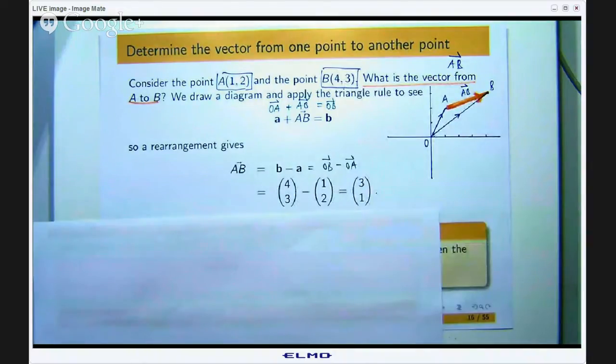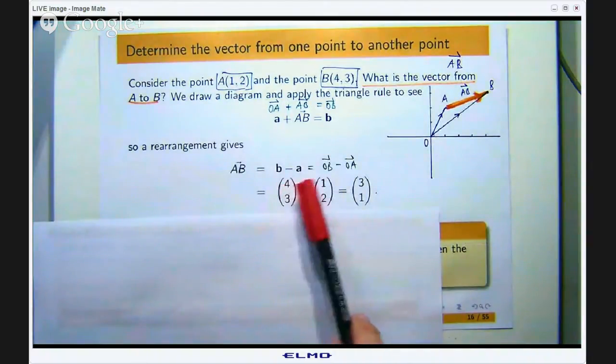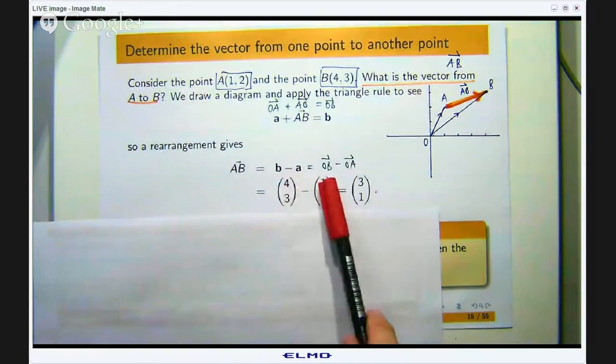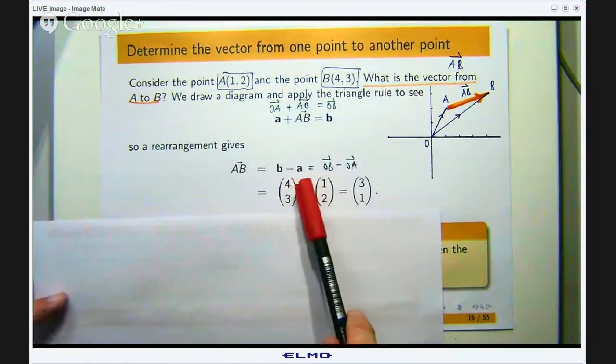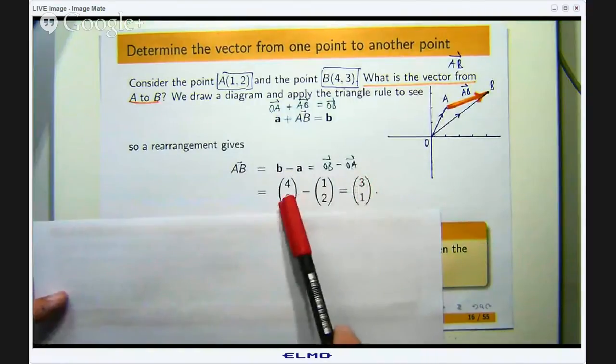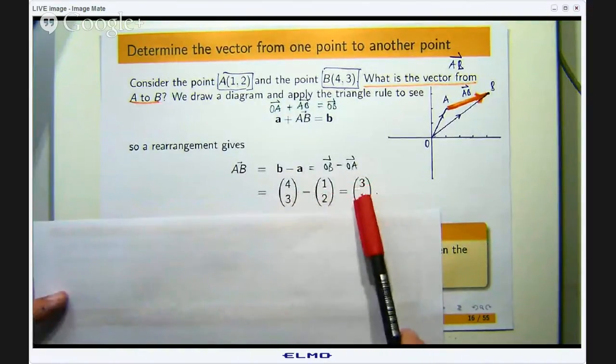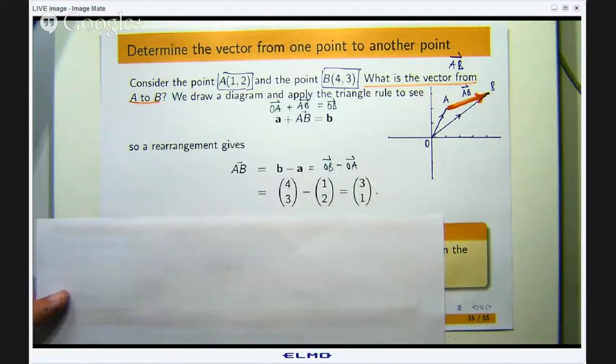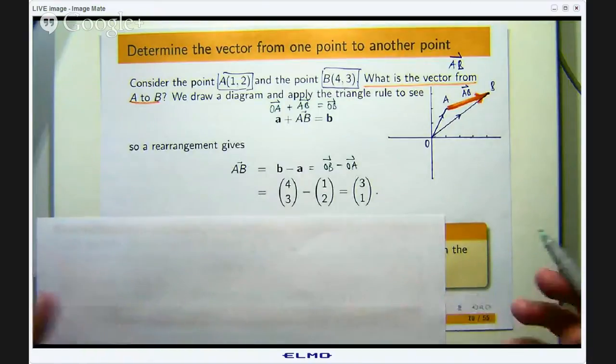Now, when you're adding or subtracting column vectors, you just add or subtract the corresponding components. So 4 minus 1 gives you the first component, which is just 3. 3 minus 2 gives you the second component, that's 1. Okay? Now, if you wanted to write this out in terms of, say, i's and j's, it would be something like this.